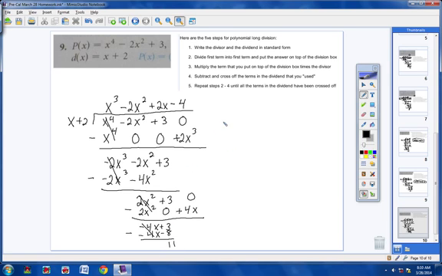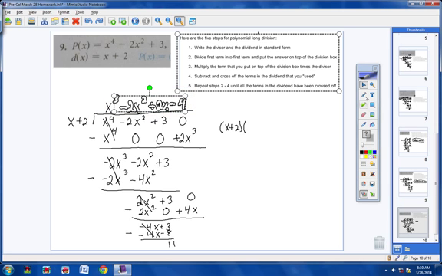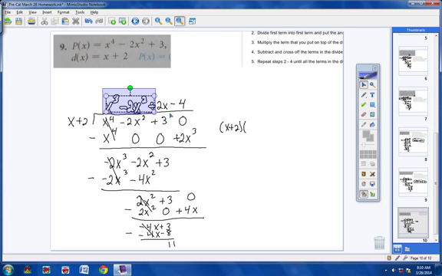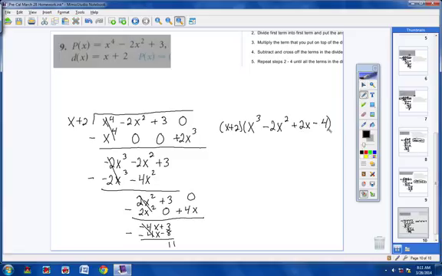Okay, so here's how you write your answer. X plus 2, that's your divisor, times your quotient. Your quotient is here. And then squeeze your remainder in, plus 11. All right, so there we go.